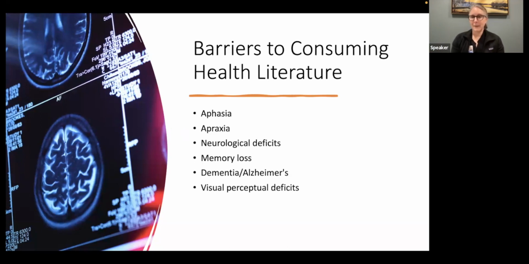So we touched a bit on memory loss already. So general memory loss can cause barriers because we're just not retaining the information. And dementia and Alzheimer's can complicate that a little bit because now not only are they not retaining the information, but they also might have difficulty comprehending the information. So if we have patients who have a diagnosis of dementia or Alzheimer's, we need to think of very simple ways to present the information to them in ways that they might be able to retain it.